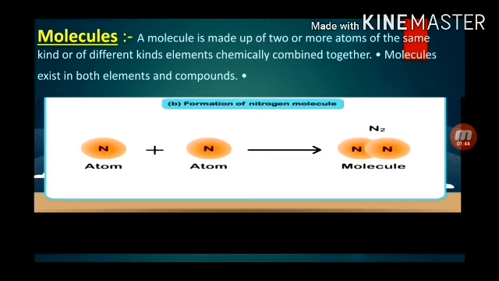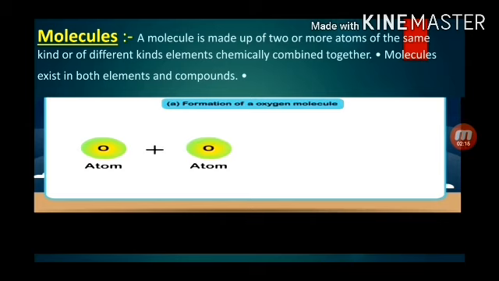So now let's see, a molecule is made up of two or more atoms of the same element chemically combined together. Molecules exist in both elements and compounds. You can see examples of the formation of many molecules. In the first picture, you can see the example of formation of the nitrogen molecule.